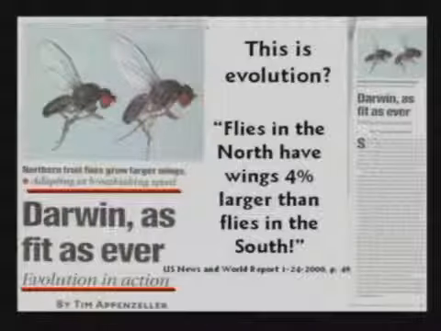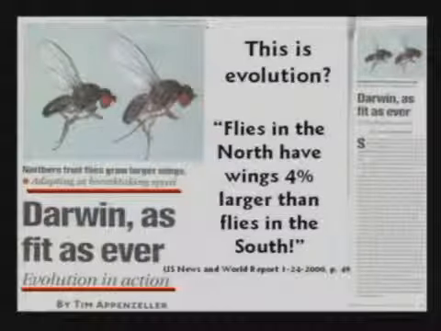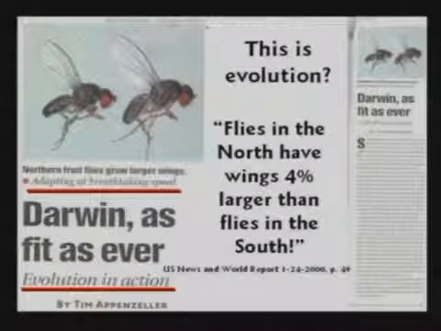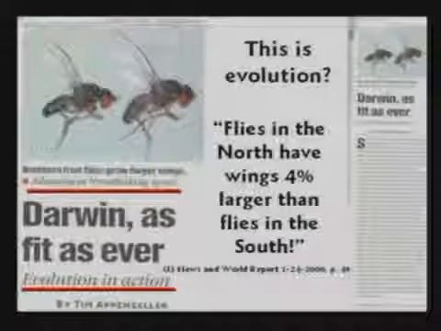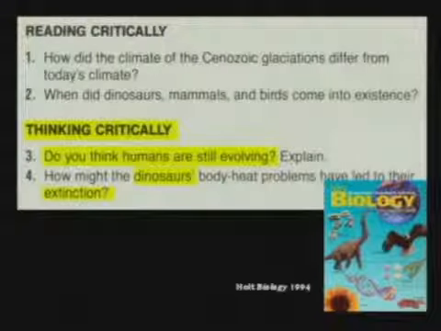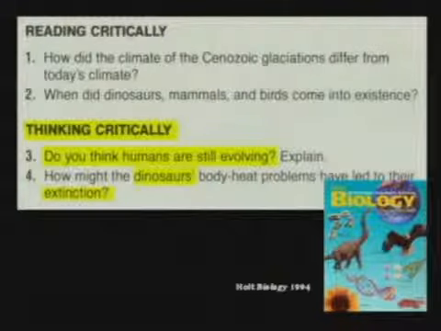This guy said, flies in the north have wings 4% larger than flies in the south, and that proves evolution. Darwin is as fit as ever. An adaptation at breathtaking speed. Wow, wings 4% larger. That's the evidence? Are they desperate or dumb or blind or what's the problem here? Then they tell the kids, we're going to learn to think critically. Boys and girls, do you think humans are still evolving? What kind of question is that? That's one of those questions like, have you stopped beating your wife yet?